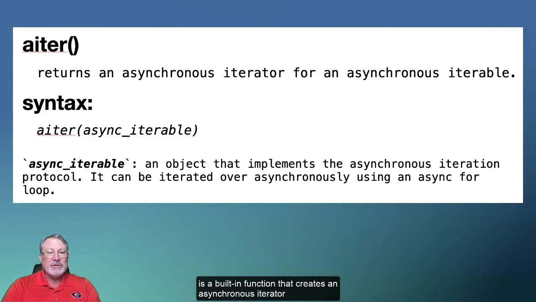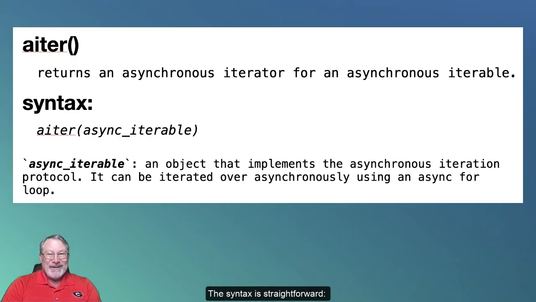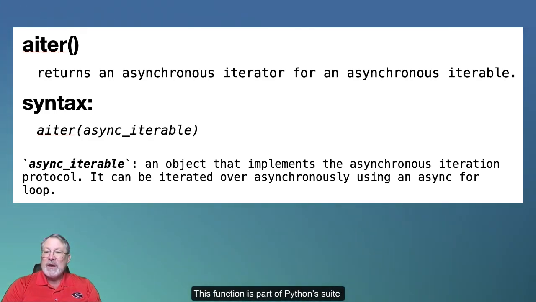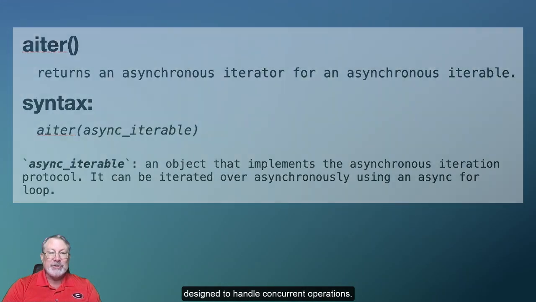Introduced in Python version 3.10, aiter, short for asynchronous iterator, is a built-in function that creates an asynchronous iterator from an asynchronous iterable. The syntax is straightforward: aiter and the argument async iterable. This function is part of Python's suite of asynchronous features designed to handle concurrent operations.